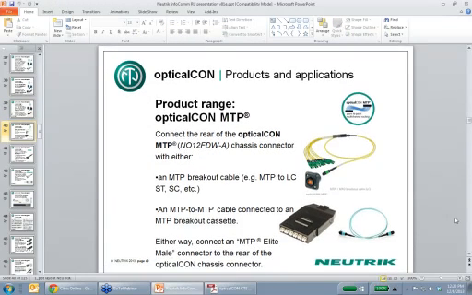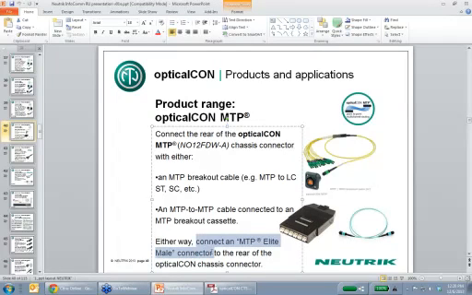But by the way, this slide again is kind of a magnification of some of the different ways you can break out the MTP connector. On the top you see MTP breaking out to a bunch of LCs. On the bottom you see what's probably a superior solution, which is an MTP to MTP cable, which goes into this cassette. And then on the cassette you can have 12 LCs or STs or SCs, whatever you need. Like I said, whatever you use, use an MTP Elite male connector on the rear of the opticalCON chassis connector. That's the one that we know works.